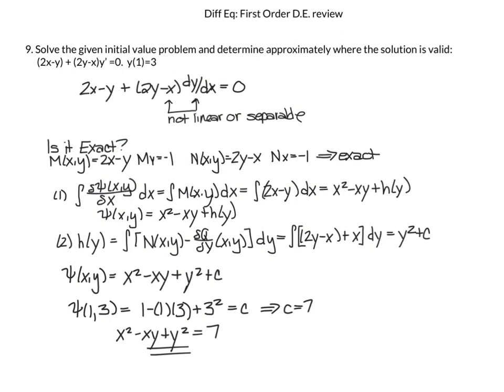So is it exact? I can take the partial derivative of M with respect to y, and I get -1. I can take the partial derivative of N with respect to x, and I get -1. So I find it is exact. So I use my equations for exact equations, and you can see my solution here.